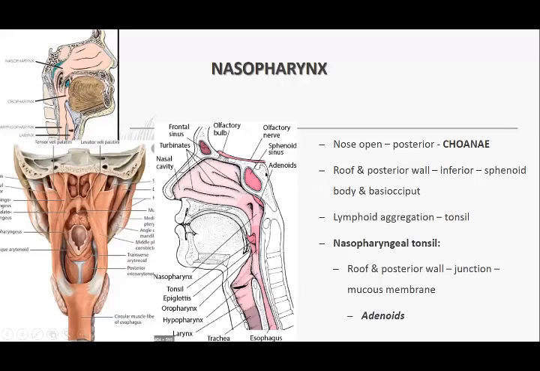At the junction of the roof of the nasal cavity with the posterior wall. Roof of the nasal cavity is formed by sphenoid bone, base sphenoid. Okay? And this is the posterior wall. This is a part of the occipital bone, base occiput. So at the junction you have this lymphoid aggregation, which is called pharyngeal tonsil, yeah, nasopharyngeal tonsil.